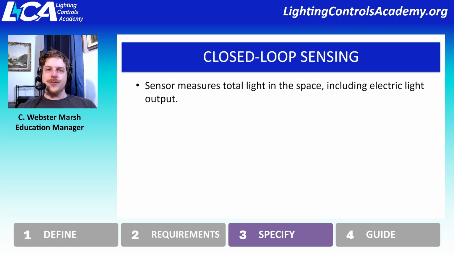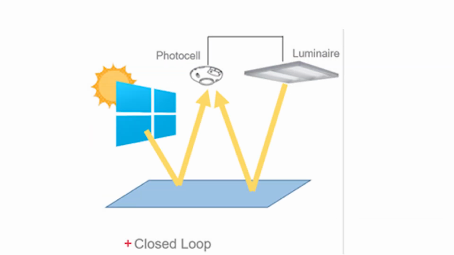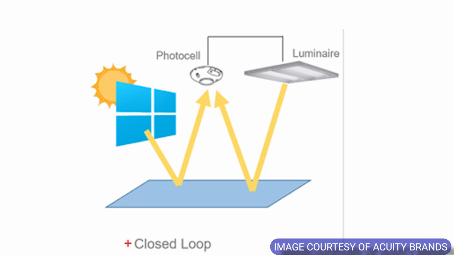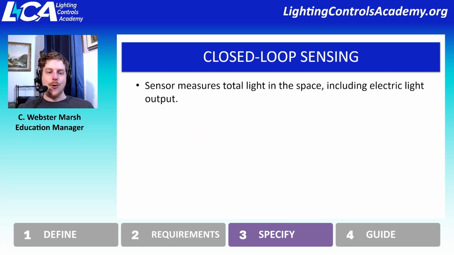So with the closed loop sensor, we're measuring the total light in the space. That includes the electric light. So let's say, for instance, you have a sensor on the ceiling aimed at a table or a desk. It is going to see how the daylight is contributing, it's going to see how the electric light is contributing to that surface, and it's going to measure the total combined illuminance that is reflecting off of that table.